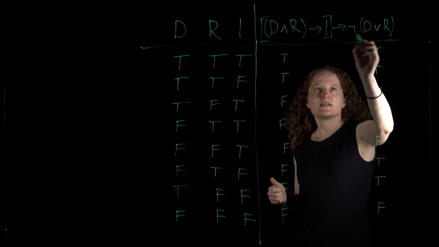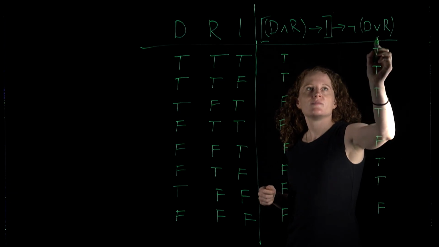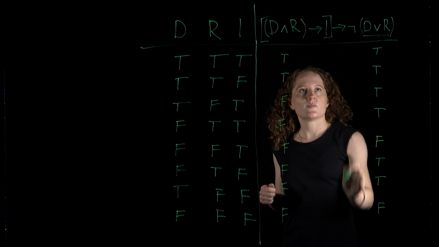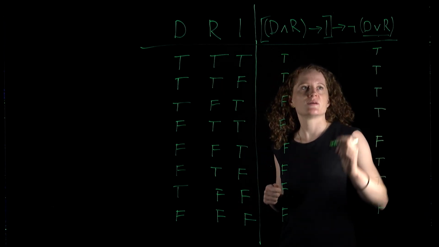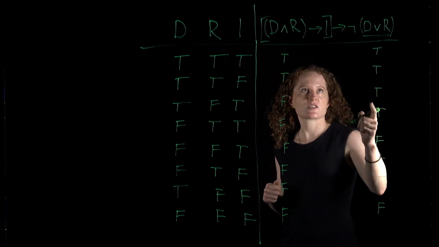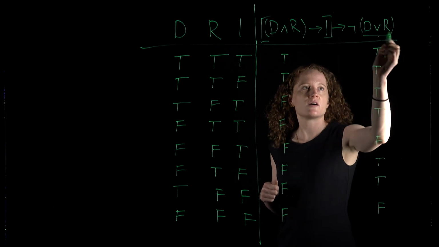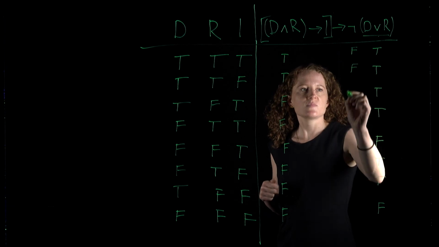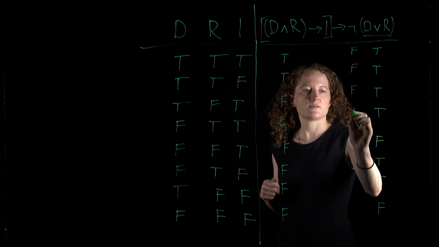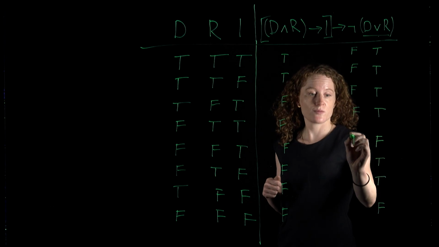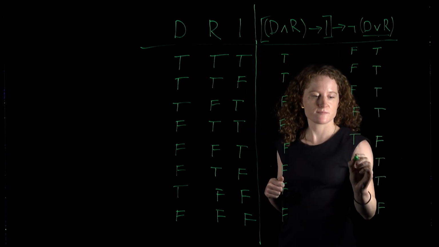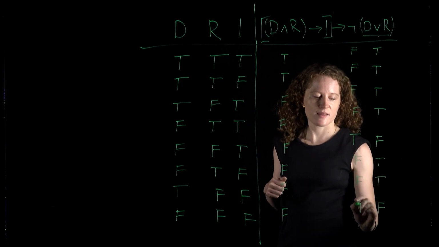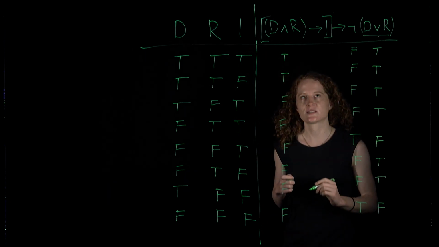Now, the negation sign here is easy. The negation sign negates the disjunction here. So to fill in the column under the negation sign, I'm just going to flip the truth values under the disjunction sign. So not (D or R) is false when D or R is true. False, false, false, false. It is true when the disjunction is false. False when the disjunction is true. And that completes the column under the negation sign.